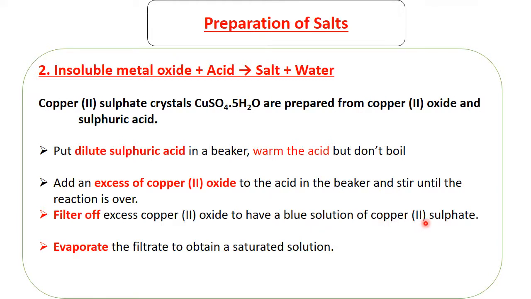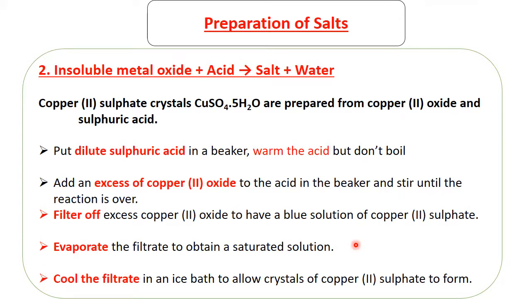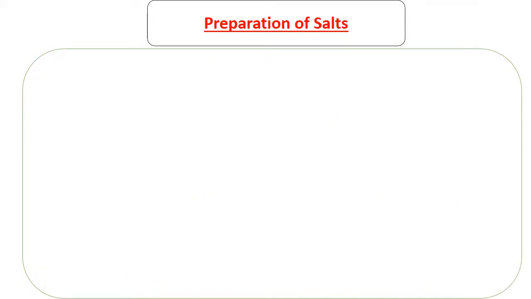Then finally, you have to evaporate the filtrate to obtain a saturated solution, because this solution is going to have our salt, copper(II) sulfate, inside the solution. Remember, neutralization is for soluble salts. So always when you are doing this method, you have to evaporate the filtrate to obtain a saturated solution. Then you have to cool the filtrate, in this case in an ice bath, to allow crystals of copper(II) sulfate to form. Then of course you can filter off the saturated solution, so that you remain with your copper(II) sulfate.